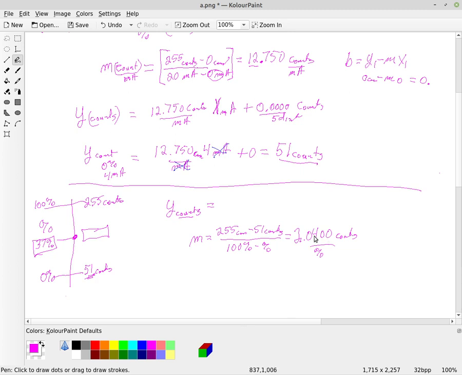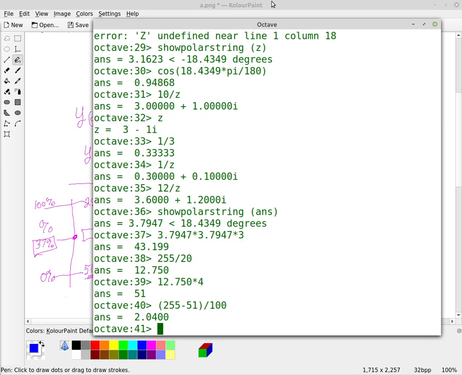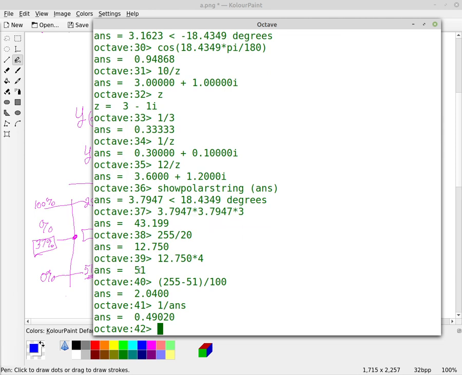Now, once you have this value, let me do it in a different color here. Let's say you also wanted to know what the percentage is if I know the number of counts? Well, it's 1 over this M here. You just take the reciprocal of that to go the other way. So I'll just do that right now. You can go either way very easily.